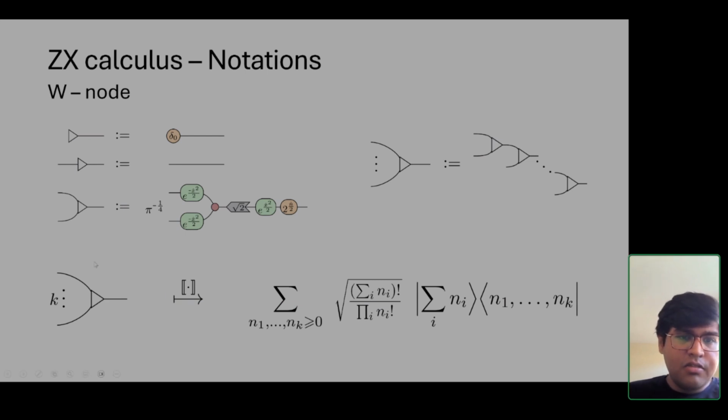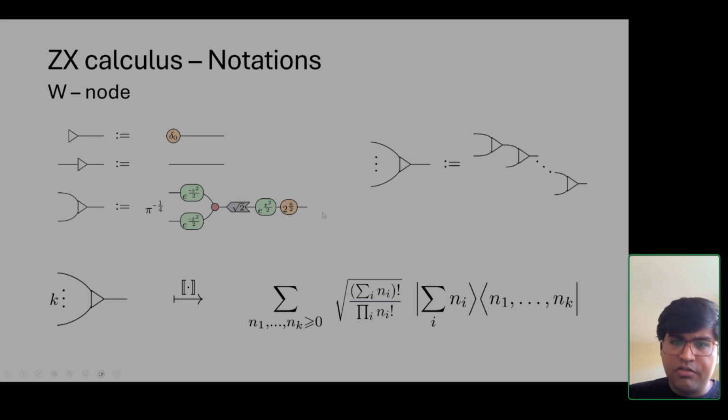Another notation is the W node. Some of you might have heard about the ZW calculus, which is a variant of ZX calculus. And it has this W node, which is very convenient for us, especially for running in the Fock basis. So this is how we can define it.